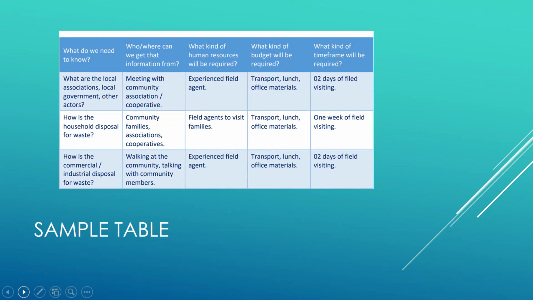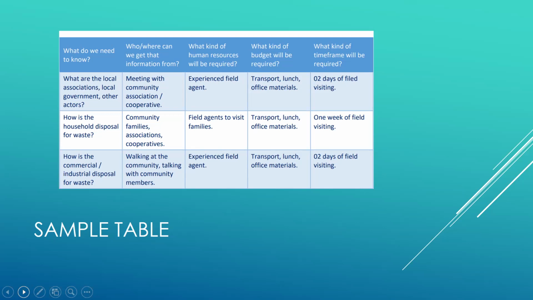You're really thinking, who are the major actors? And then you're thinking, how is the household disposal for waste? As in, how is it right now? Is it really bad? Are people just really throwing things out without thinking about it? How do they dispose of their waste and things like that?